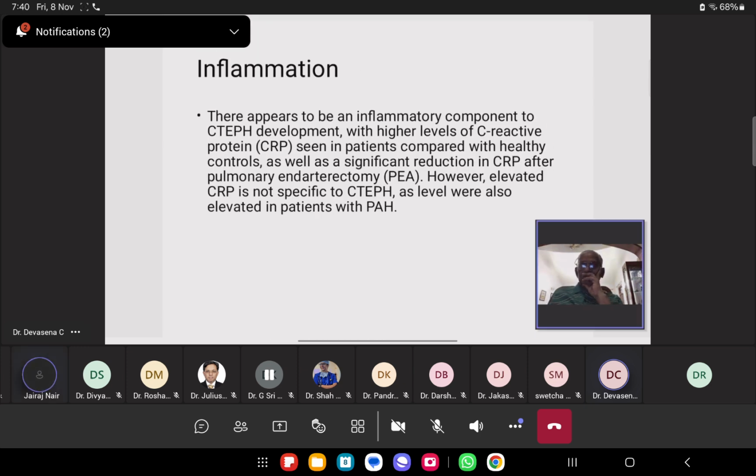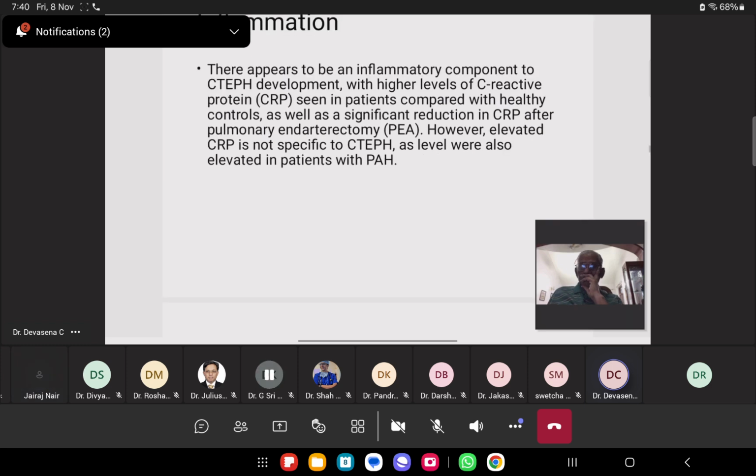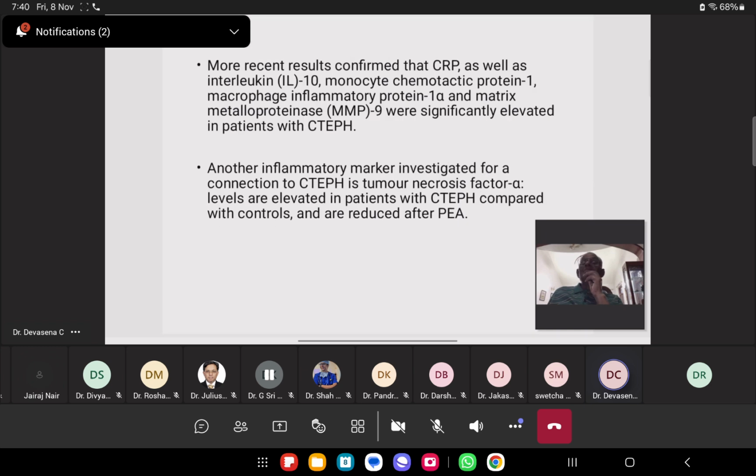Inflammation. There appears to be an inflammatory component to CTEPH development with higher levels of C-reactive protein seen in patients compared with healthy controls, as well as significant reduction in CRP after pulmonary endarterectomy. However, elevated CRP is not specific to CTEPH, as levels were also elevated in patients with pulmonary arterial hypertension. More recent results confirmed that CRP as well as interleukin 10, monocyte chemotactic protein 1, macrophage inflammatory protein 1 alpha, and matrix metalloproteinase 9 were significantly elevated in patients with CTEPH.